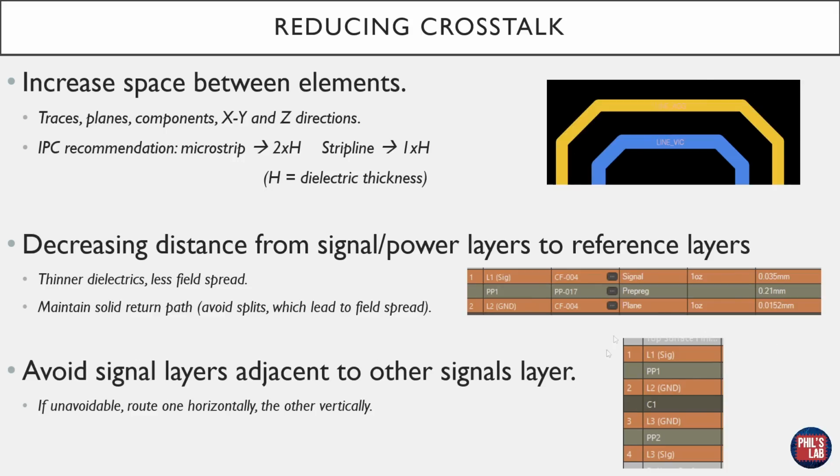So for example, the stack up you see on the bottom right-hand side, we have signal, ground, ground, signal. So at least one reference plane between each signal layer. If this is unavoidable, what you can of course do is route one of those signal layers adjacent to the other, one horizontally and the other vertically. And this reduces the crosstalk significantly.